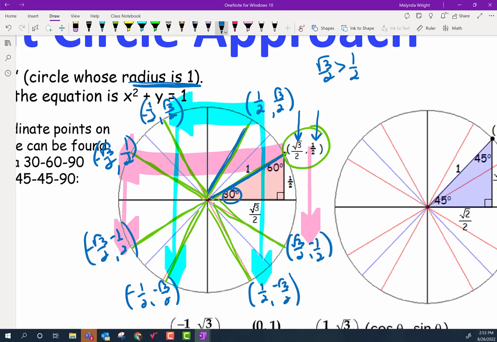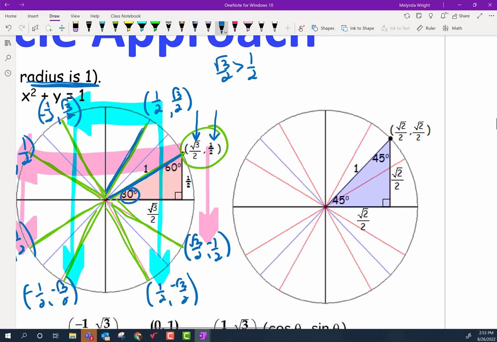All right, I'm going to pause there for a minute. Is everybody okay on that pattern? Do you see how it's the exact same numbers, just in different orders and different signs? There is nothing else to it. Okay? All right, so let's move to 45, 45, 90s.